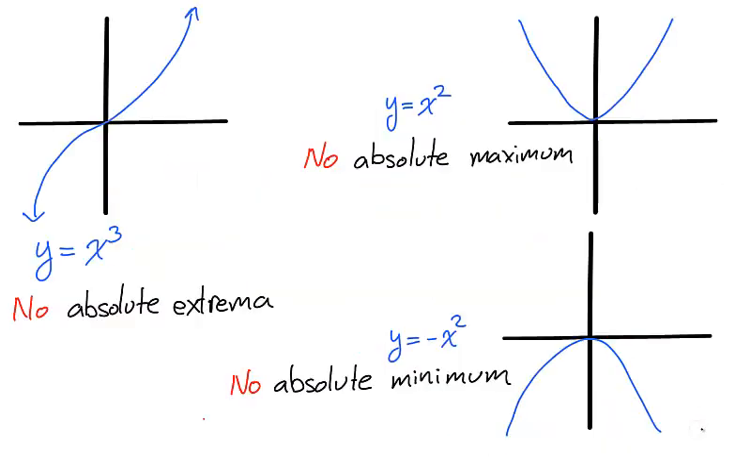A function doesn't necessarily have an absolute maximum or minimum. Take for instance y equals x cubed. A function may have an absolute minimum, but no absolute maximum. Take for instance y equals x squared. A function may have an absolute maximum, but no absolute minimum. Take for instance y equals negative x squared.